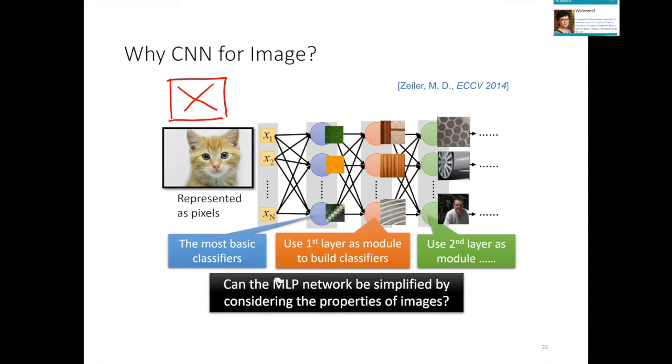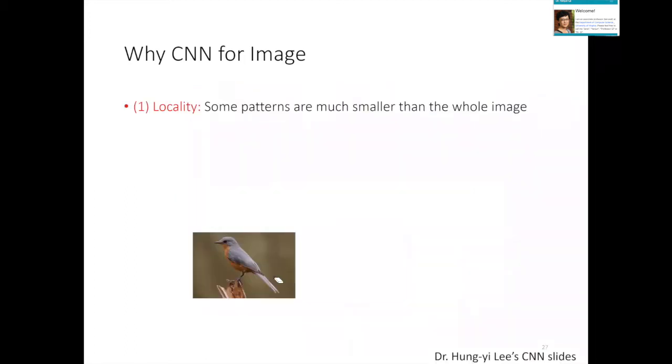But in fact, because of this locality and translation invariant property, we can simplify this fully connected layer-to-layer projection into a much simpler and much smaller weight. So let's see how to do it. So again, the property is the locality. First, the locality is just we show you this bird, and then let's look at the part of the bird.